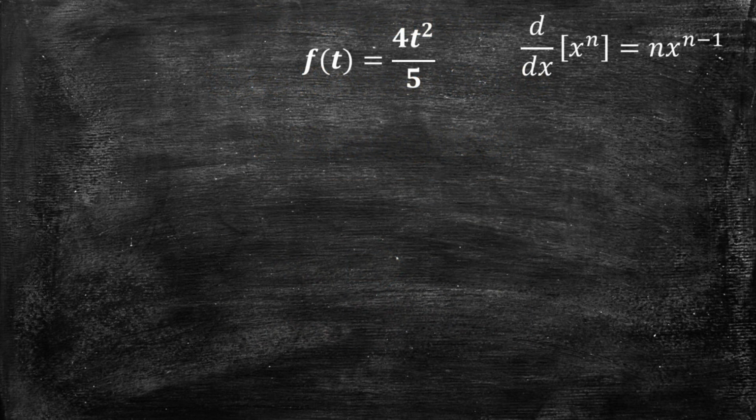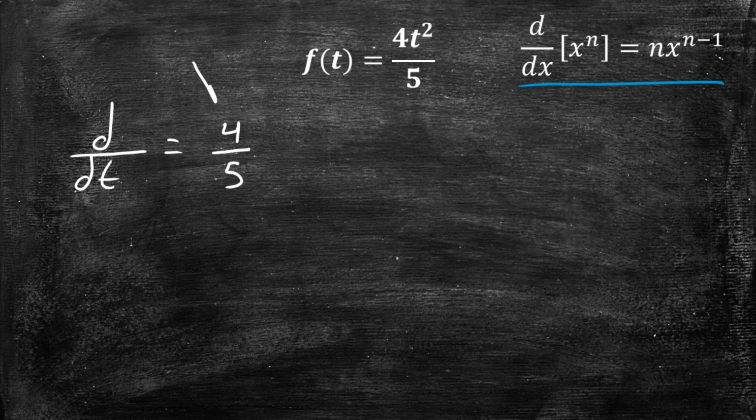Example number 1. So on the right here I have the formula of the power rule. However, I'm going to show you a visual representation of how to do this problem. So the derivative with respect to t is equal to the constants you just keep, which is 4 over 5. And that right there is our constant. Okay, so you just keep it. Keep constant. Okay. And now I'm going to write down t squared right next to it.